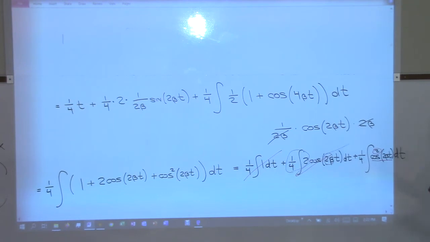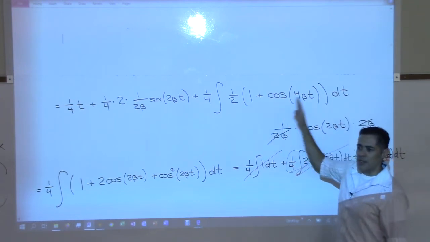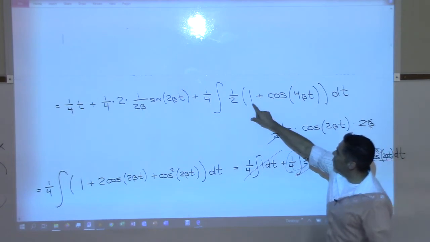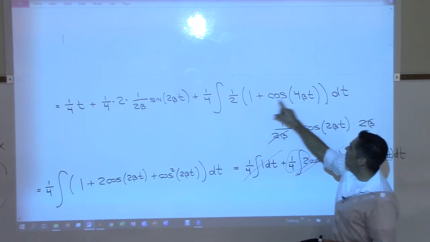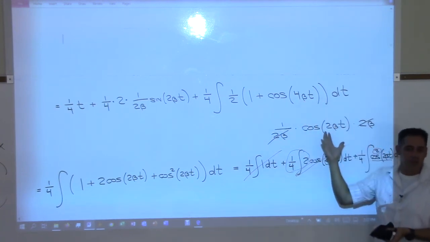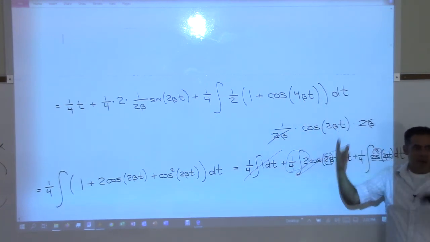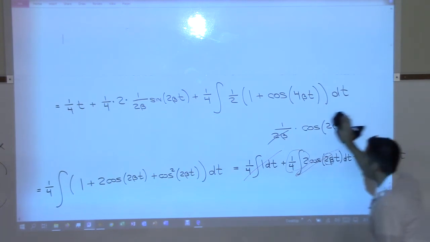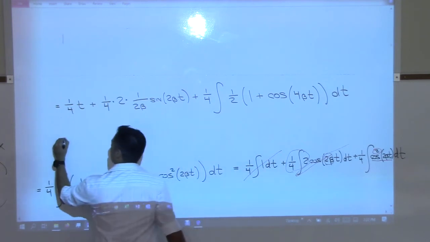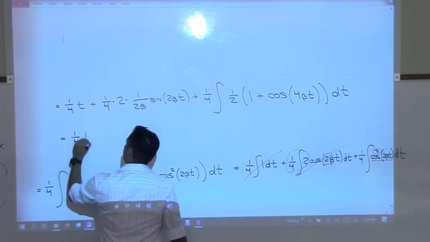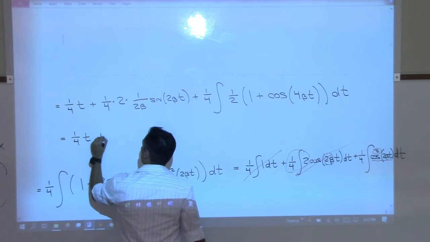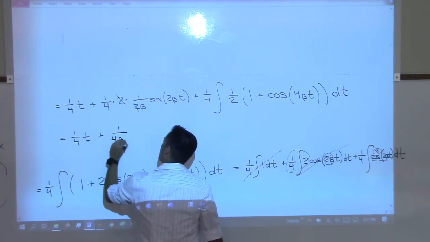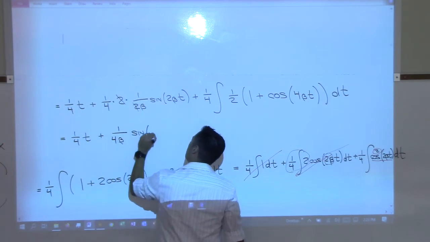And now you have 2 separate terms in here, right? And you should be able to do these individually because the antiderivative of 1, we've got that. And then the antiderivative of cosine of something, we should be able to do that. So we no longer have any powers, we should be set, all right? So I think I'm ready for the last line here. This should be the last line. And there will be one more line after this. 1/4 t plus, let's see what happened here. We got 1 over 4 beta sine of 2 beta t.